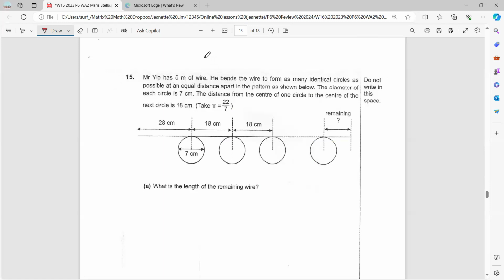Okay, so take note that this 5 meter of wire, right, includes all these straight lines. It's not just the circle. Okay, so he formed the circles with all these distances. Then this is the remaining piece of wire. So what we do here is we're going to group every circle, because every circle comes with an 18. So I'm going to group them like that, and so on. All right. So this last circle does not come with an 18.